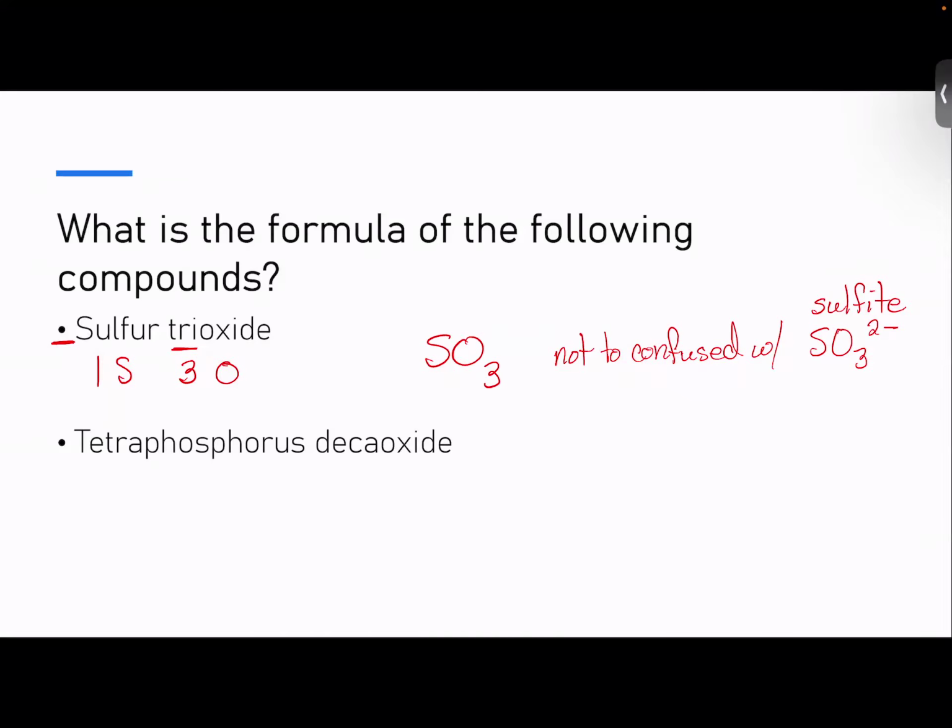The next one is tetra, meaning 4, phosphorus, deca, oxide. Or you could have said decoxide. In this case, it's P4O10. We're literally stating exactly how many of each there are.